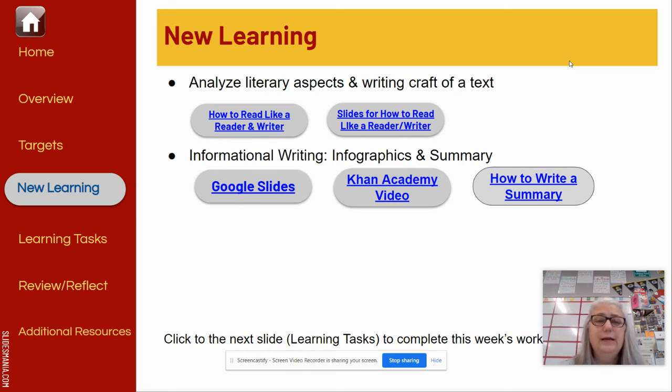So in new learning, how to read like a reader and a writer, you'll see the Google Slides. Within the Google Slides, that's where you will find the video of me reading a text like a reader and a writer. In informational writing, infographics and summary, you've got some Google Slides. There's a Khan Academy video on how to write a summary, and then there's also an article that really breaks it down step by step.